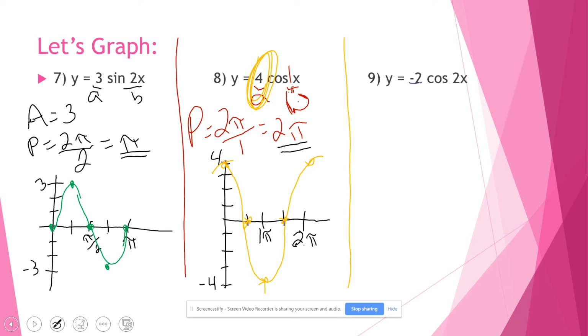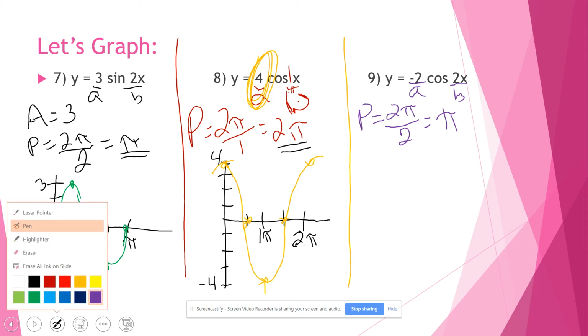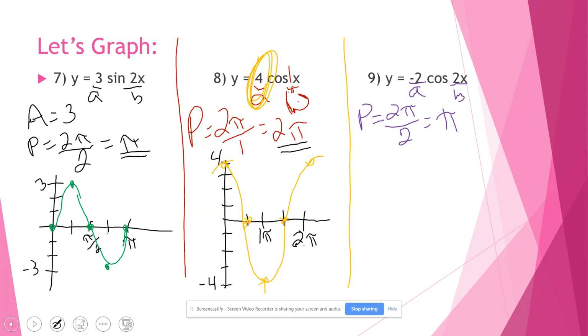Example 9. So our amplitude is 2, and our period, so again, we're 2 pi over B, which reduces to 1 pi. So if our amplitude is 2, then our graph needs to go from positive 2 to negative 2. And our period is pi, so our fourth hash mark is pi, 1 pi. Half of 1 is a half, so 1/2 pi is in the middle.